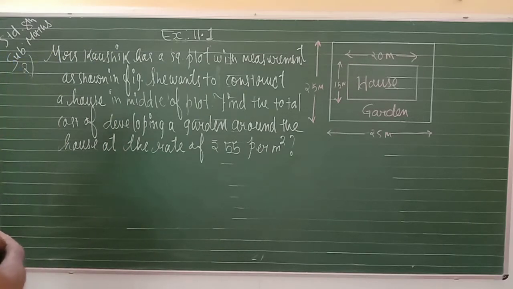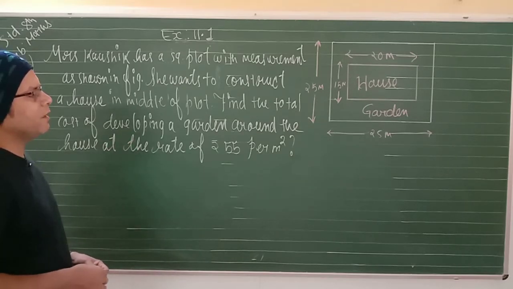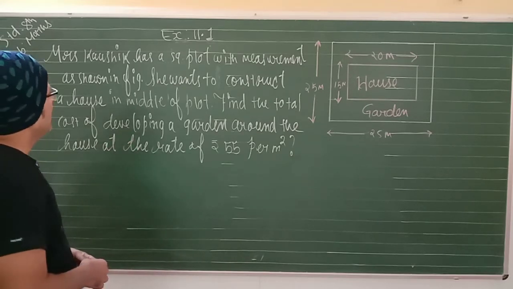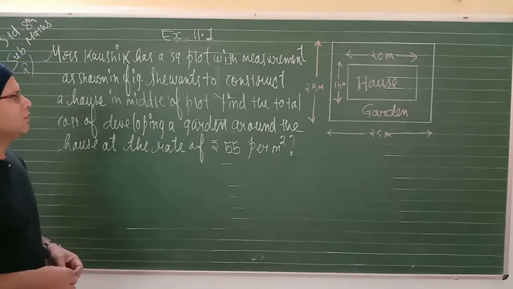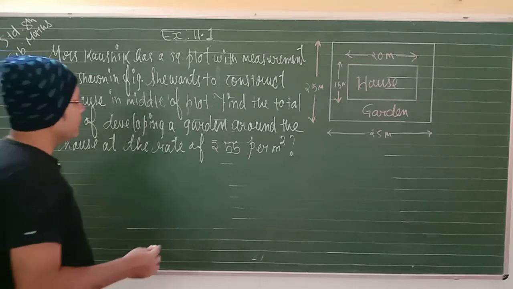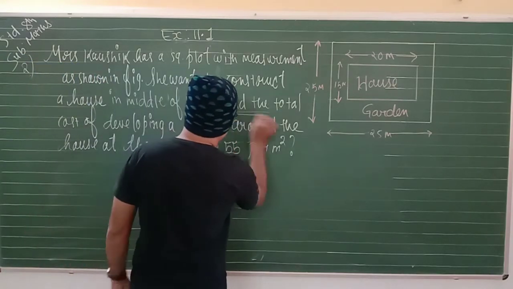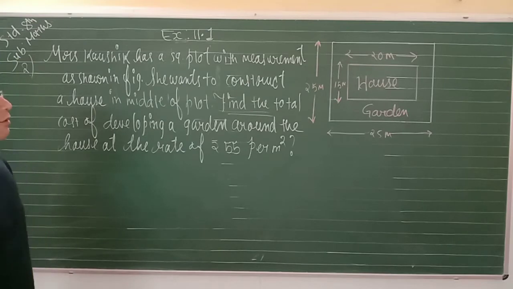Mrs. Kaushik has a square plot with measurement as shown in the figure. You can see that 25 meter measurement is given. She wants to construct a house in the middle of the plot. Find the total cost of developing a garden around the house. Here you have to find the development expenditure on the garden.